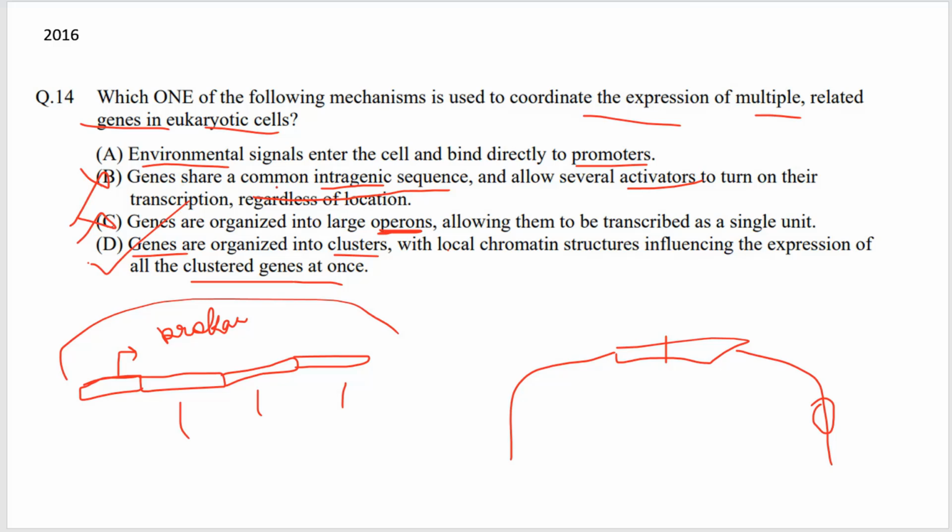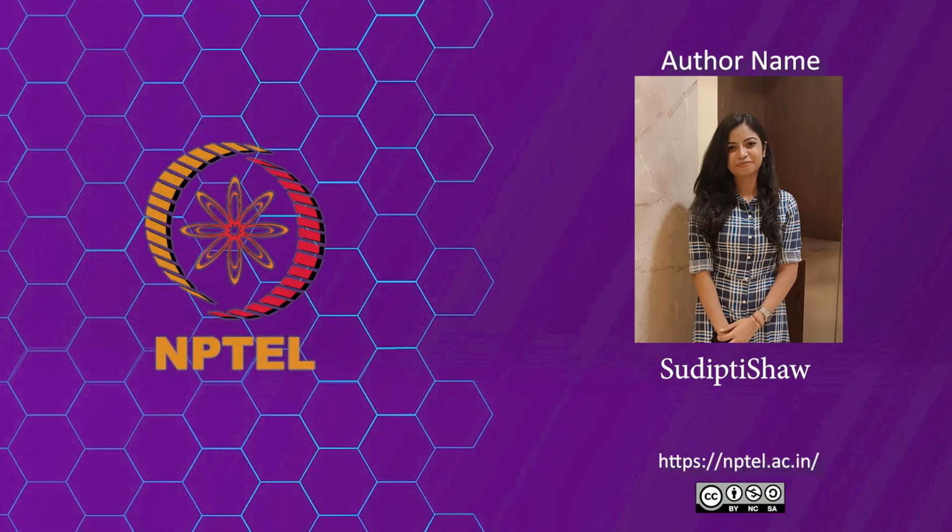And for environmental signals entering the cell and binding directly to the promoters, this can happen to some extent, but this is not actually the case. So option D is the right answer.